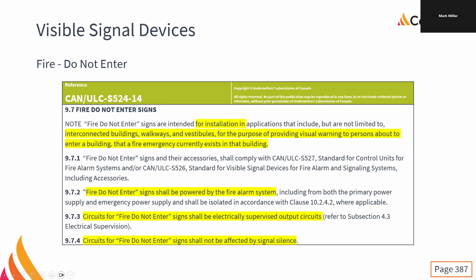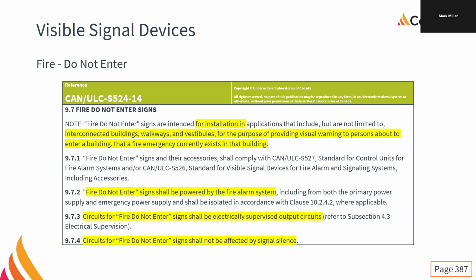Other types of visual signal devices, the big one is fire do not enter signs. They're not used a whole bunch, and they're really not that effective. People just ignore them. But we do have to put them in because we're going to assume that people actually pay attention to signs. I know, I'm pretty funny.